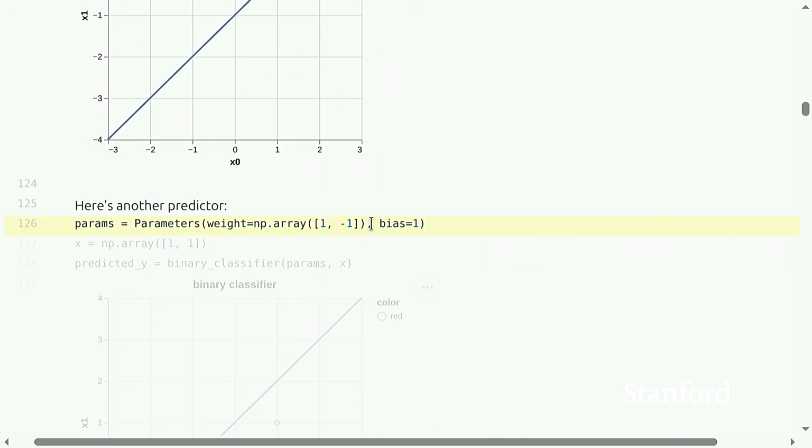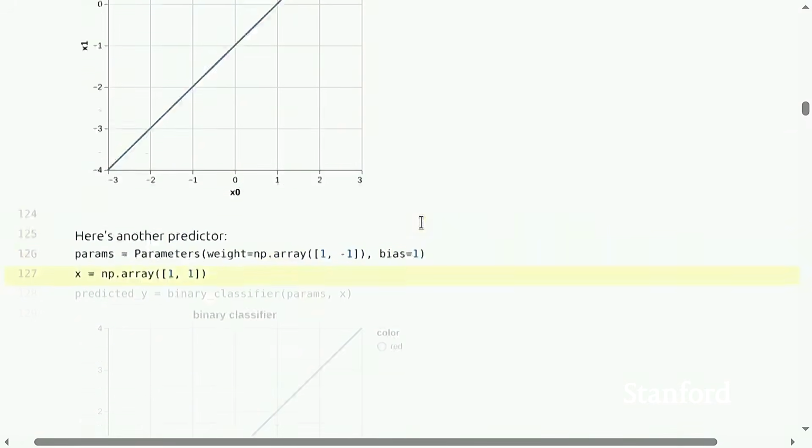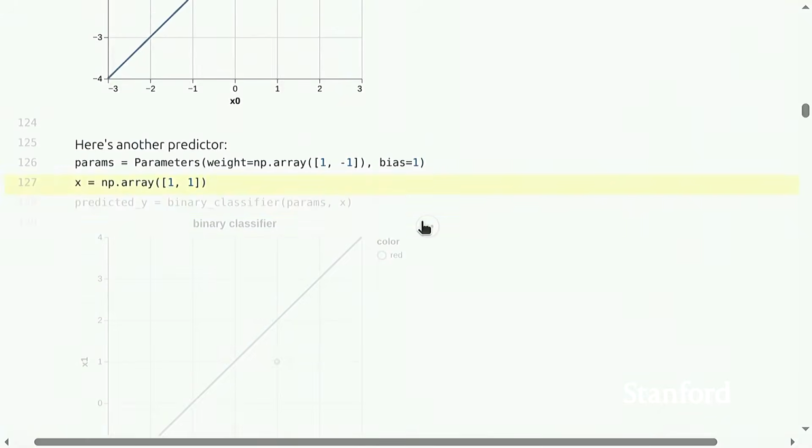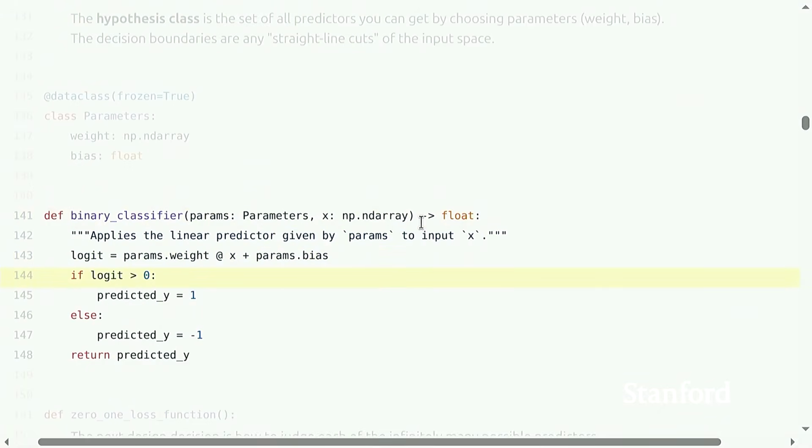I've drawn, again, the decision boundary of this particular predictor. And this particular point gets classified as minus 1. Again, I can look at another predictor. So this one has the same weight vector, but a different bias. I feed in the same x, and let's see what happens here.